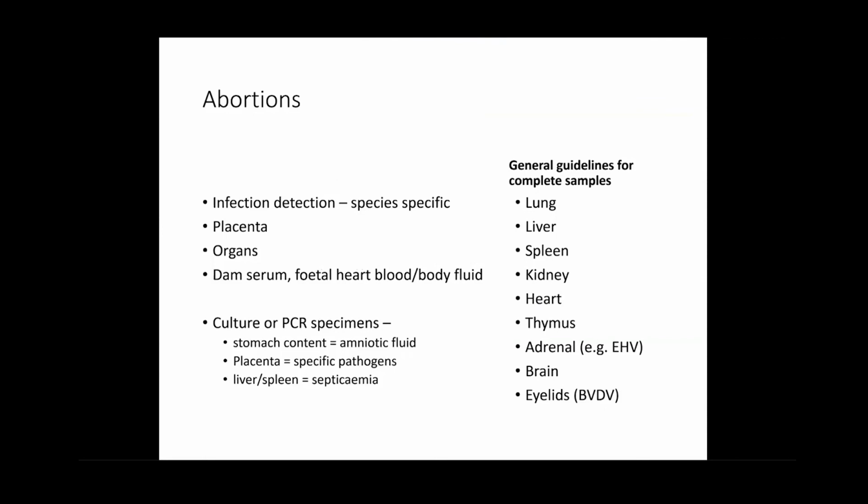Collecting the stomach content gives you an overview of the amniotic fluid because the fetus has been drinking that and passing it through the gut. And that can tell you very well what the status of the amniotic fluid was, whether it's got bacterial or fungal pathogens or something else. Collecting the placenta gives you an idea of pathogens that are targeting the placenta. And collecting the liver or spleen from the fetus gives you an idea of what was circulating in the fetus's blood because those organs are very vascular. So they give you an idea of what was causing a septicemia.